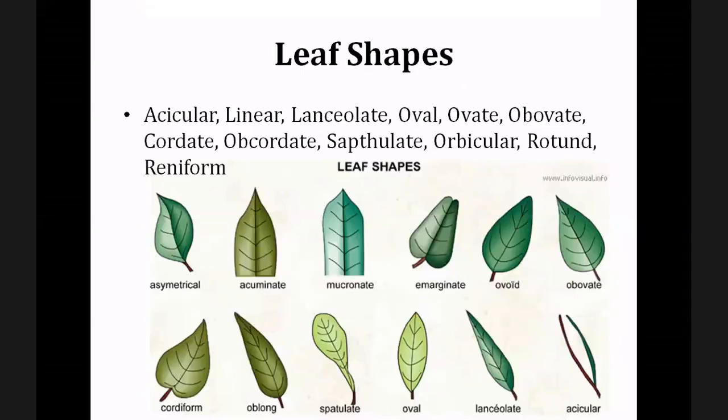Next we move to the leaf shapes. There are several shapes of leaves. Here I mentioned some of the leaf shapes. While you are seeing the leaf, you have to know the shape of the leaf. It may be acicular, linear, lanceolate, oval, ovate, obovate, cordate, obcordate. Those are some leaf shapes.